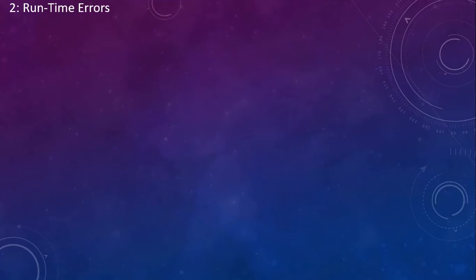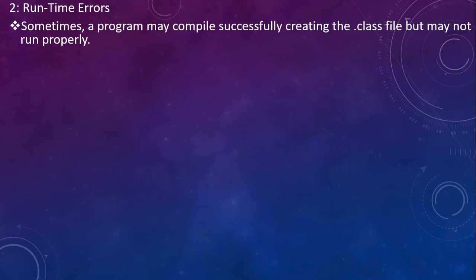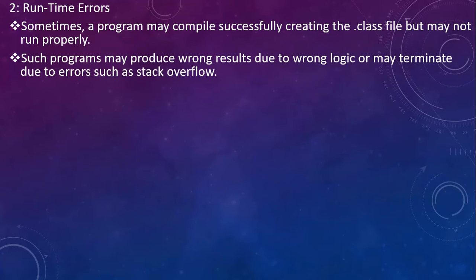Now let us go to the second type of error, which is called runtime error. Sometimes a program may compile successfully, so it may create a .class file, but when we try to run this bytecode file using the Java interpreter, the program may not run properly. Why? Because there is a very high chance that in that code there is a runtime error. Such programs may produce wrong results due to wrong logic or may terminate due to errors such as stack overflow. Let us see the most common runtime errors that we encounter.